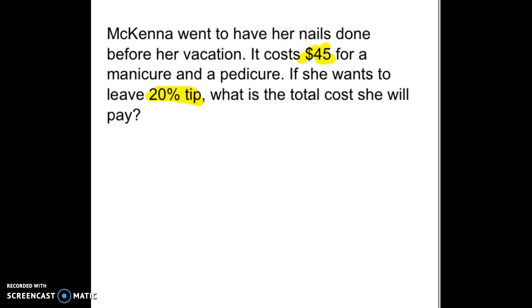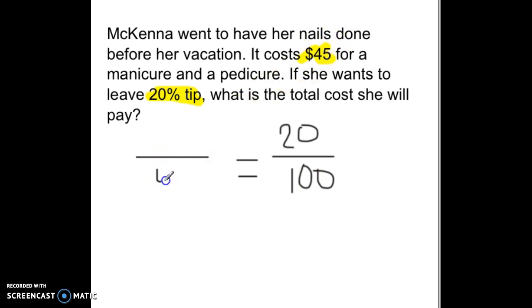So when we look at this, we're going to set up our percent proportion. I always start with the percent first. In this case, it's a 20% tip, so I'm going to put my 20, and I know it's over 100 because that never changes on the percent proportion. So it's 20 over 100. On this side, we have to figure out, where does this 45 go? Well, that's the original price before we do anything to it.